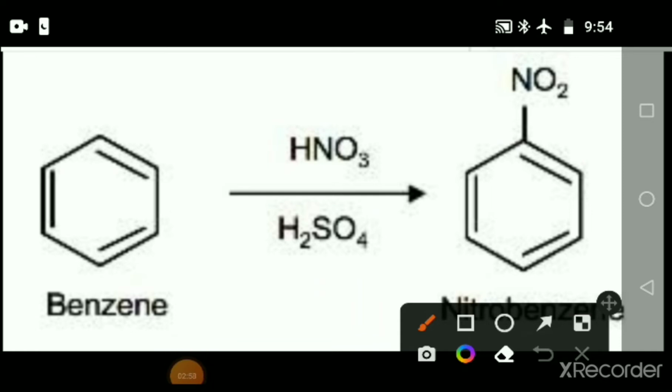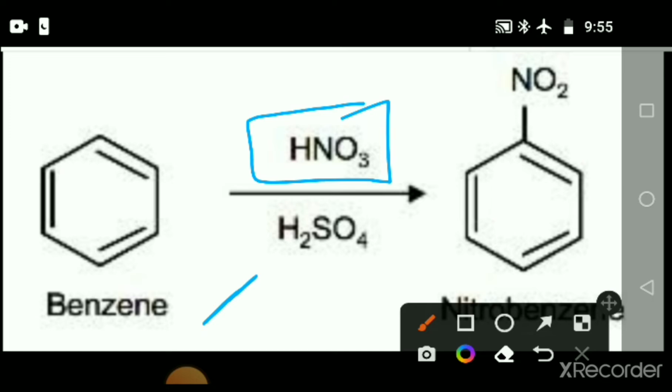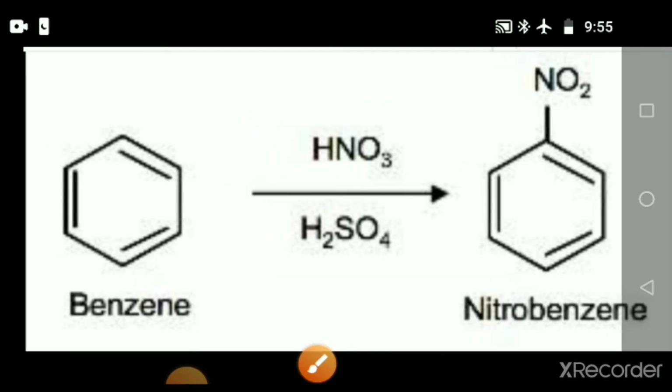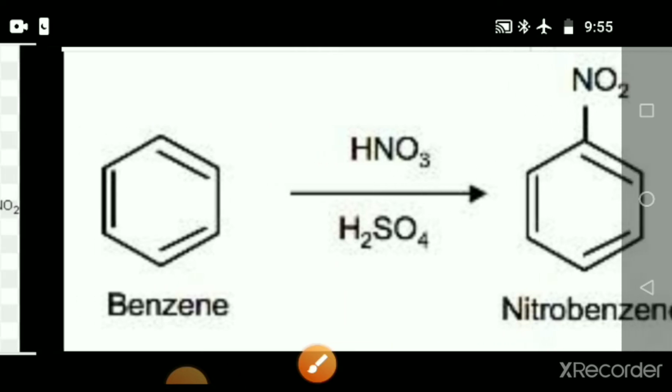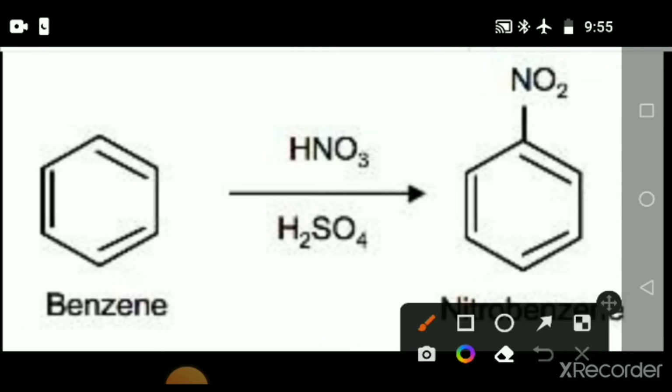In the nitration reaction, benzene is treated with a mixture of concentrated nitric acid and sulfuric acid, which gives nitrobenzene as the product. This is the reaction of nitrobenzene.